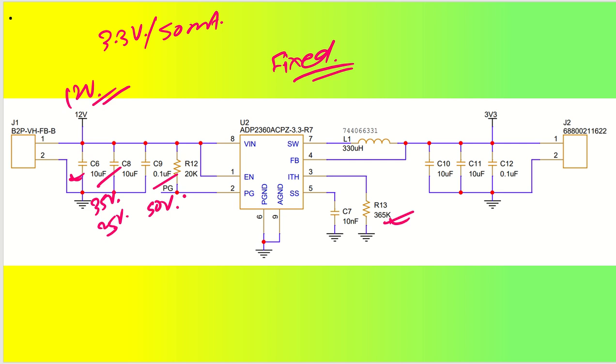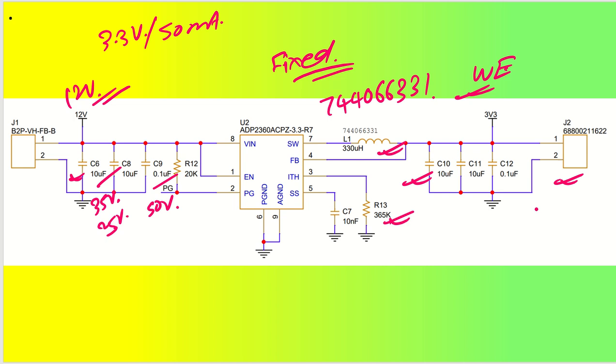Coming back to the output side, we have the inductor selected, which is 330 microhenry. This is part number 744066331 from Würth Electronics, a very good inductor that is used for this power supply design. We have the same output capacitors, 10 microfarad, 10 microfarad. If you want, you can utilize slightly higher values as well, like 22 microfarads, but this will be sufficient for your low end applications.